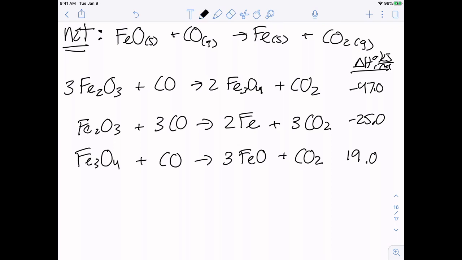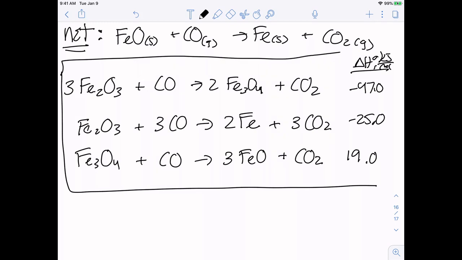So same sort of idea. What we need to do is figure out how to rearrange these so that they match this net, right? The one I'm highlighting here is our goal. And whatever we do to an individual step, we need to also do to its corresponding enthalpy change. If we reverse it, then the sign on our reaction is different. If you multiply it by some number, then we need to also multiply it. If you divide, which is a possibility, you need to divide it by that number.